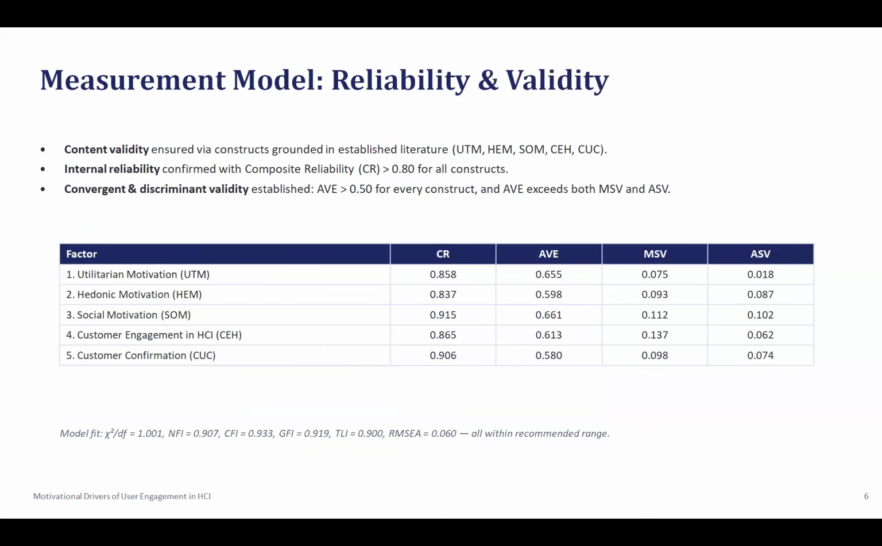This is the measurement model reliability. We have checked the content validity, internal validity, and convergent and discriminant validity. As you can see over here, the composite reliability scores, the average variance extracted (AVE) scores, the maximum shared variance (MSV), and average squared variance. If you look over here, the results demonstrated satisfactory composite reliability values for all the constructs, which ensures very strong internal consistency. Similarly, the average variance extracted values exceeded the recommended threshold, supporting convergent validity.